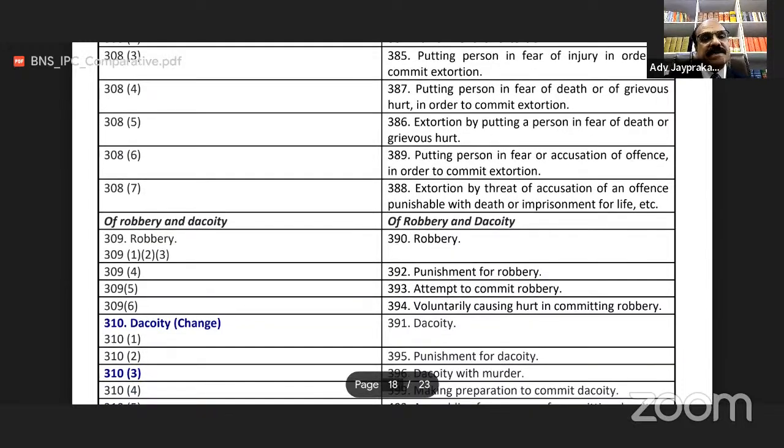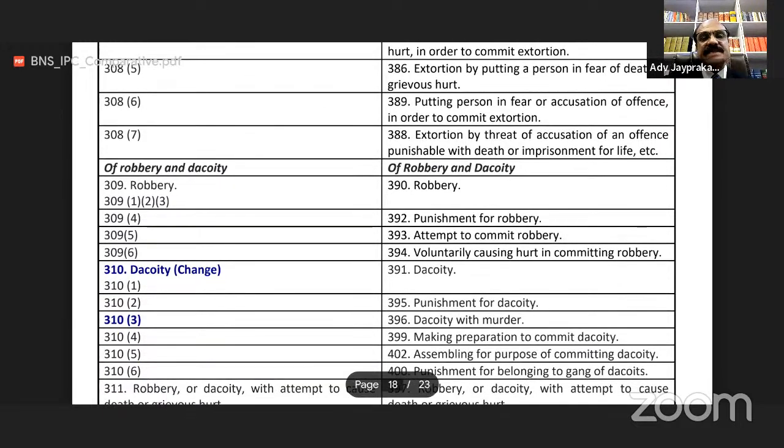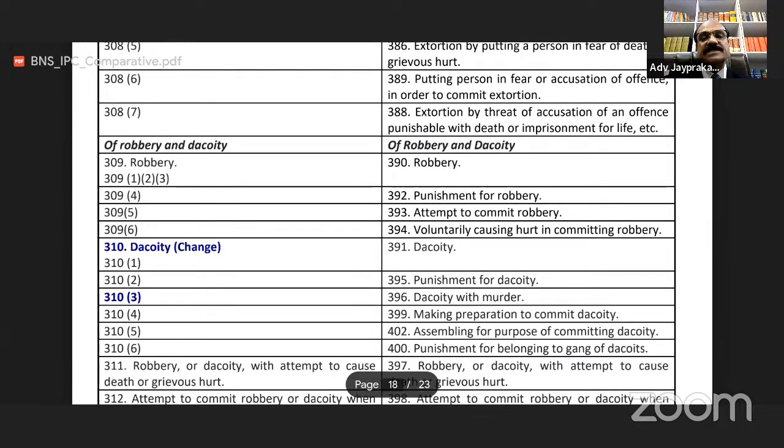BNS section 308(6), putting a person in fear of accusation of an offense in order to commit extortion. Its earlier section was 389 in IPC. BNS section 308(7), extortion by threat of accusation of an offense punishable with death or imprisonment for life, etc. Its corresponding section was in IPC 388.